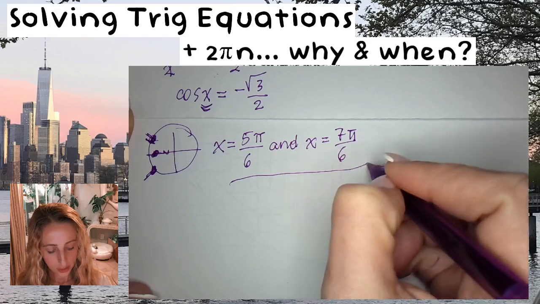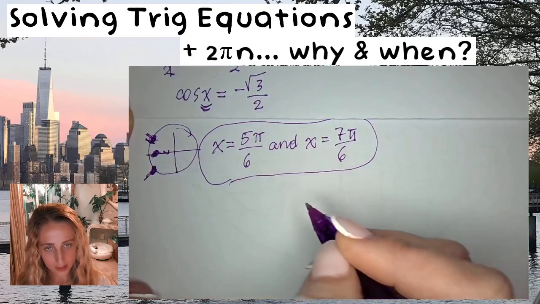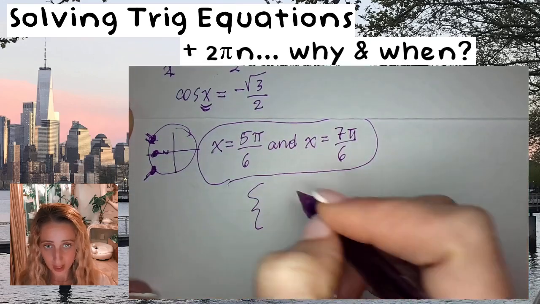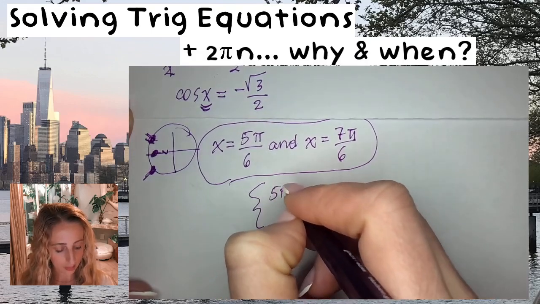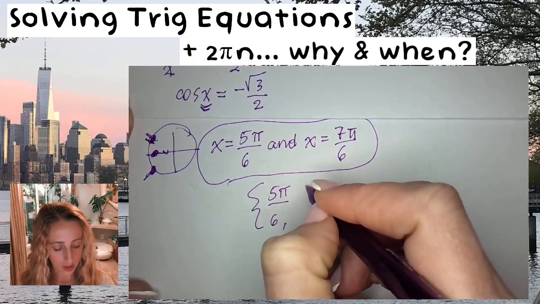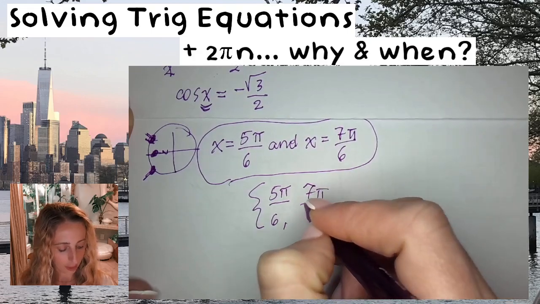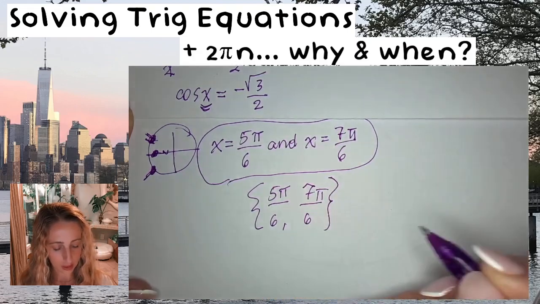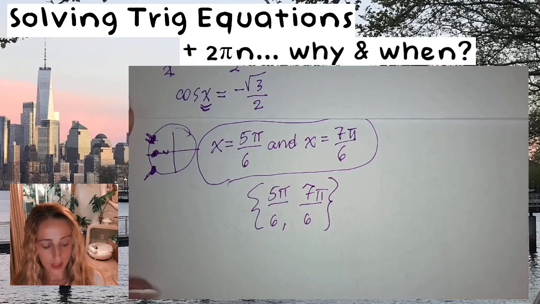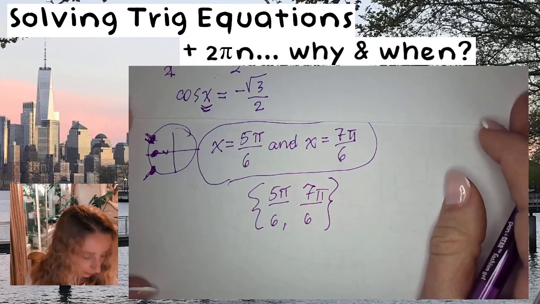Okay? So you can write your answers like this, or you can write your answers in set notation where you kind of just list them. I try to always list them in order from least to greatest. And you would get 5 pi over 6 and 7 pi over 6 in these little cute curly brackets. You could do it like that. It's a little bit nicer. And there you go. That's it.